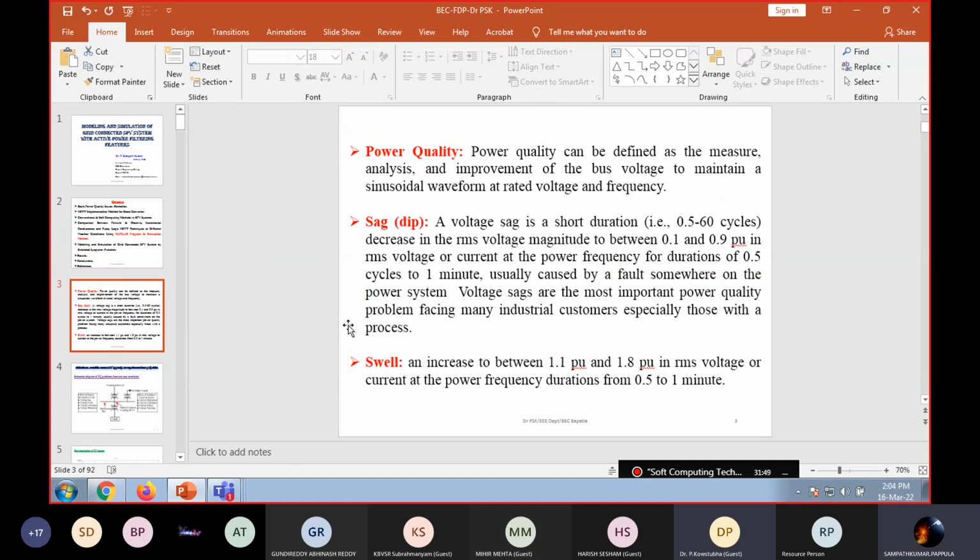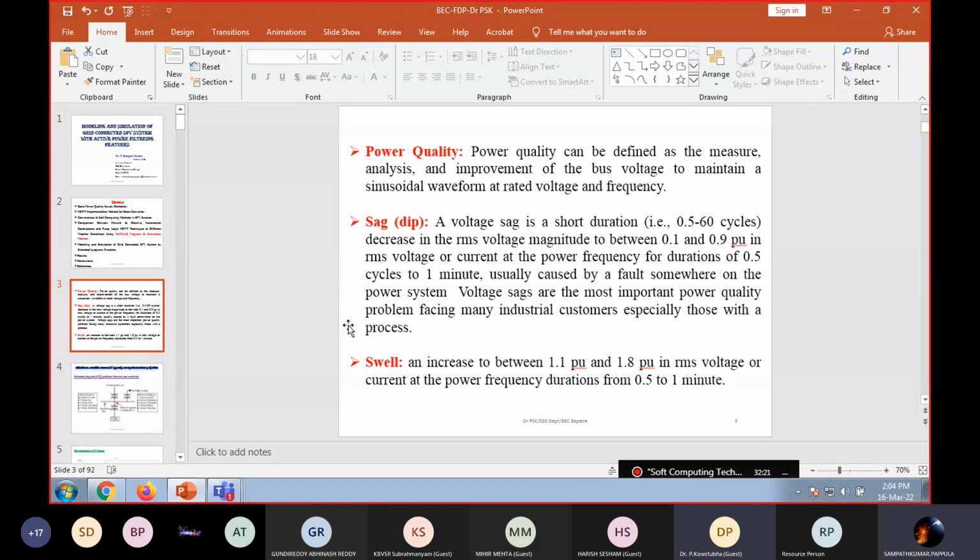So what is power quality? Let us see now. The power quality can be defined as the measure, analysis and improvement of the bus voltage to maintain a sinusoidal waveform at rated voltage and frequency. Different definitions are there, but you can easily understand what power quality means. This is the power quality: to maintain a sinusoidal waveform at rated voltage and frequency at load side.